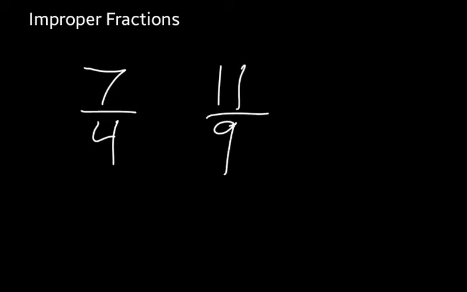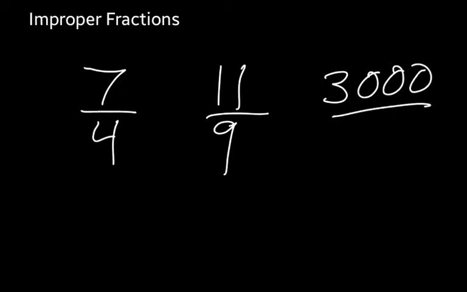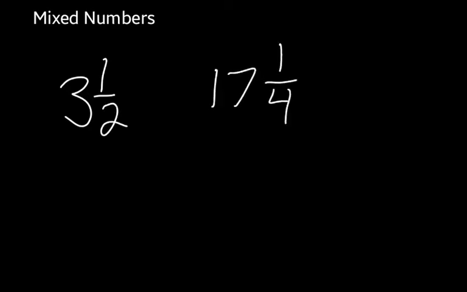Improper fractions are the exact opposite of a proper fraction. They are when the numerator is larger than the denominator. So 7/4, 11/9, 3,000 thirds. Okay, those are all improper fractions. And a mixed number is where there's a whole number and a fraction. So 3 1/2, 17 1/4, 341 3/7.